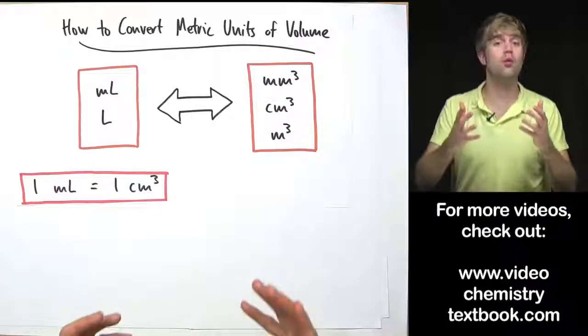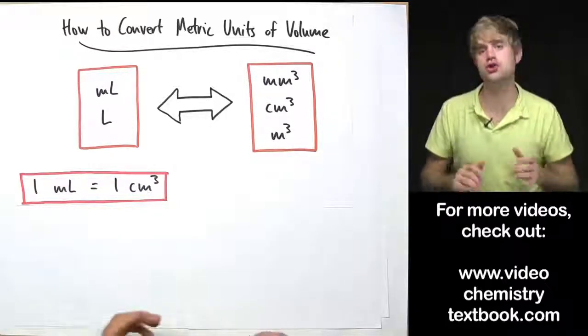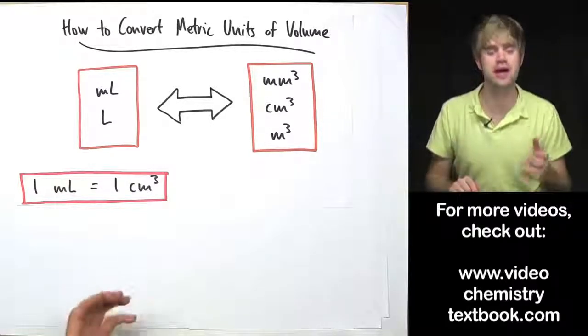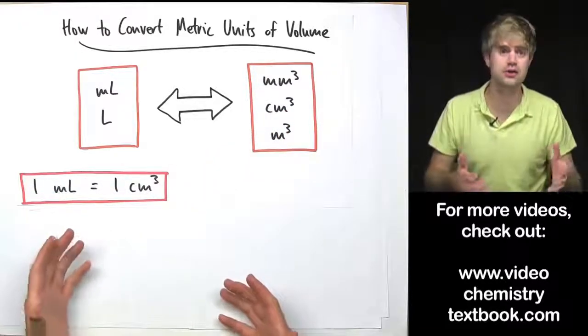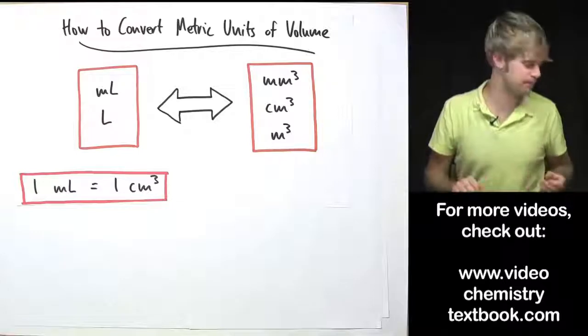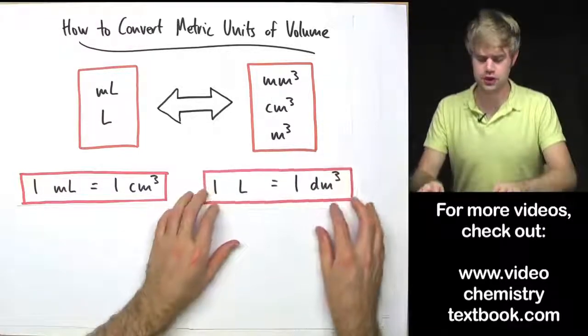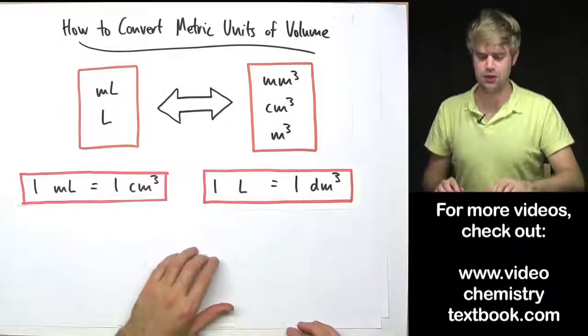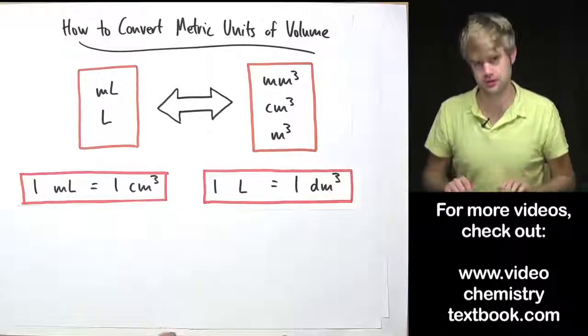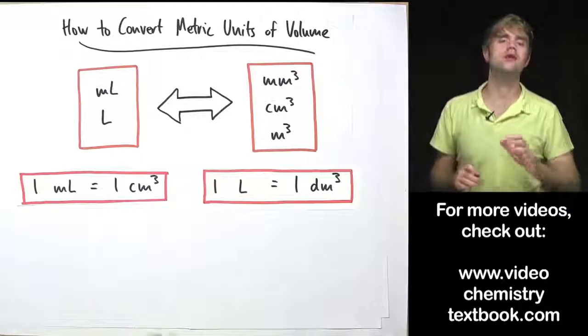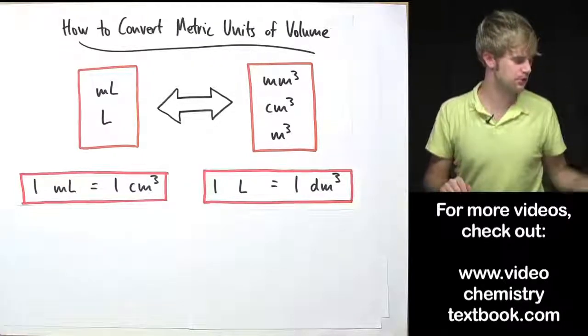So, if you ever watch a hospital show and you hear a doctor scream out for 2 cc's of epinephrine, they're talking about cubic centimeters, the same thing as 2 milliliters of epinephrine. The other relationship that we can use to convert between these two categories is that 1 liter is the same as 1 cubic decimeter.